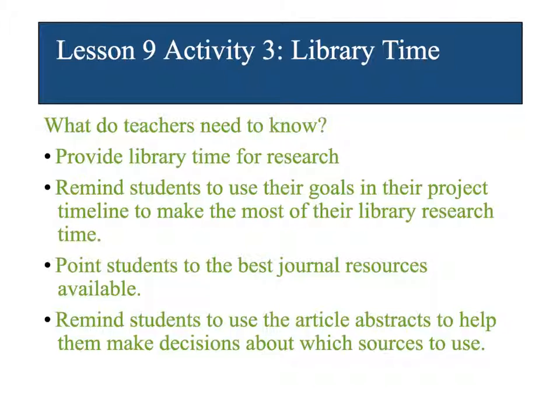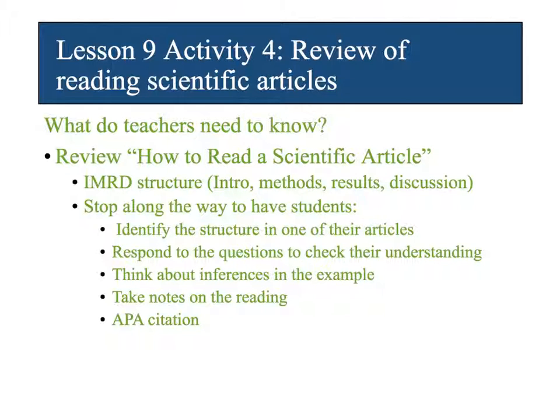Ask a librarian, or you yourself, point students to the best journal resources available. Again, those are probably online. Then remind students to use the article abstracts to help them make decisions. It's a good idea to stop midway to see where students are and what they need to do, so they get a sense of how much they're getting done in that amount of time, and to remind them that any articles they need to get after this library time, they're going to need to do at home.